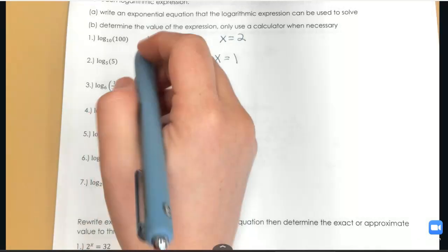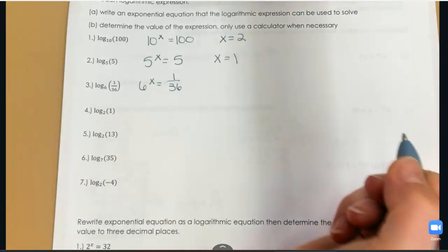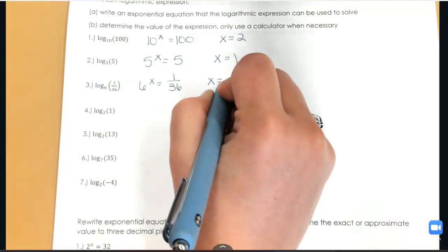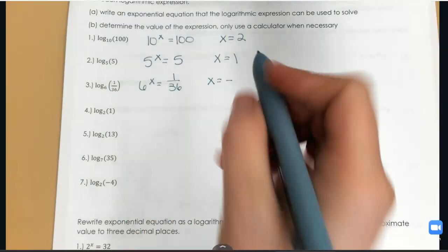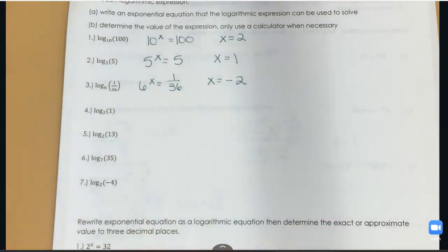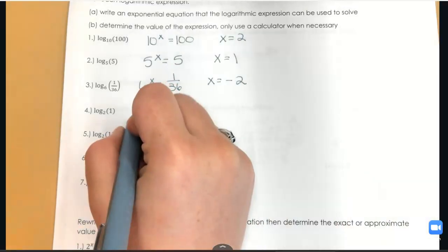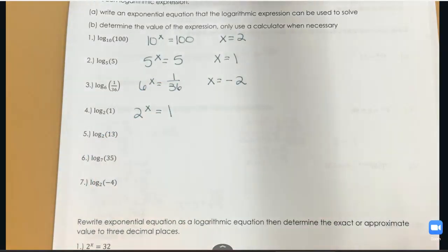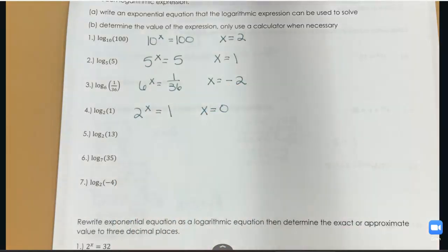Log base 6 of 1 over 36, that means 6 to some power is 1 over 36. So I know that this exponent is going to be negative. That is what moves the 6 to the denominator. And then to get 36, I'm going to square it. So that gives us 6 to the negative 2. Log base 2 of 1, that means 2 to the x power equals 1. And to get an equivalence to 1, that means that x is 0. Anything to the 0 power is 1.